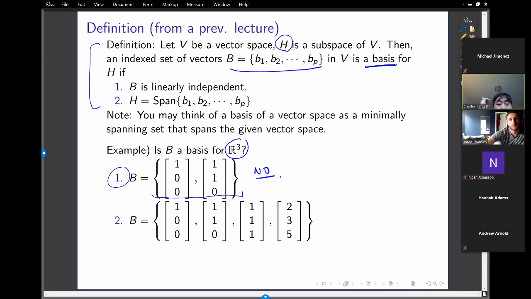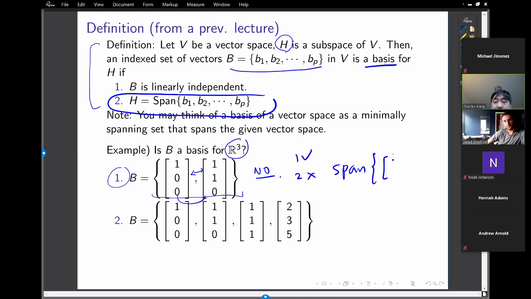Okay, so I think what you're trying to say is, eventually what you said is correct. What we want to say is the following. These are linearly independent. That's for sure. So 1 is true, but 2 is not true. This condition here. Why? Because if I span these 2 vectors, 1, 0, 0, 1, 1, 0, then this does not equal R3.